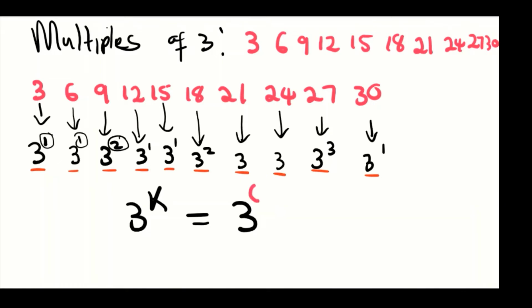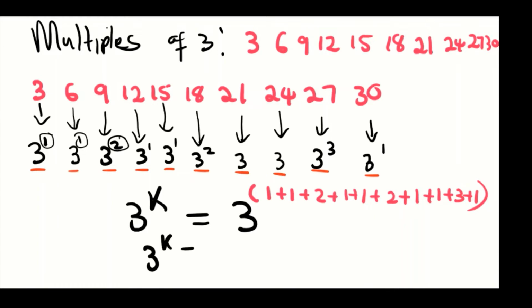So we'll simply add the exponents. It's going to be 1 plus 1 plus 2 plus 1 plus 1 plus 2 plus 1 plus 1 plus 3 plus 1. By adding the exponents, we have 3 to the power of k being equal to 3 to the power of 14. So this concludes that the largest or maximum value of k is equal to 14 for this problem.